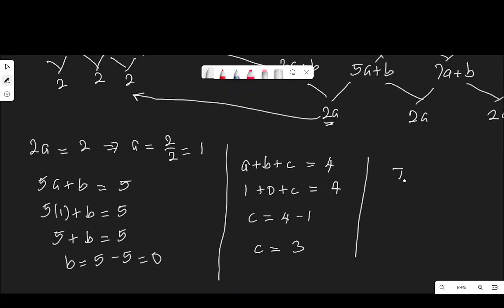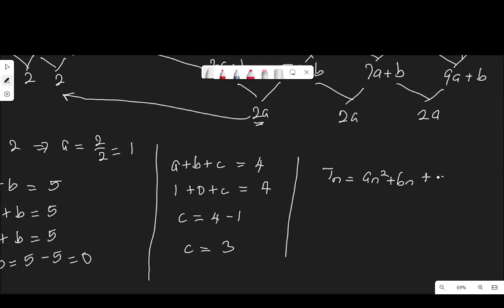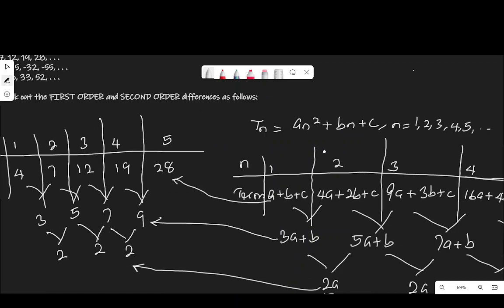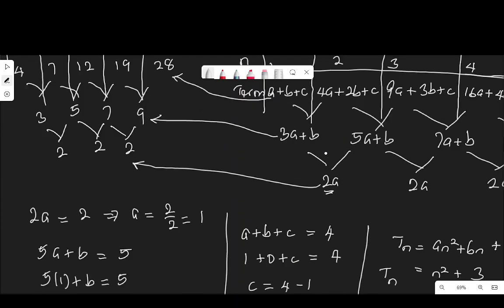And then we say that Tn is equal to an squared plus bn plus c. So we've known a to be 1, so that is n squared, plus b is 0, so 0 times n is 0. I don't need to write that. And c is 3. So the nth term, or the general term, of this sequence is n squared plus 3. Let me test whether it agrees with the sequence. The sequence is 4, 7, 12, 19, and 28.